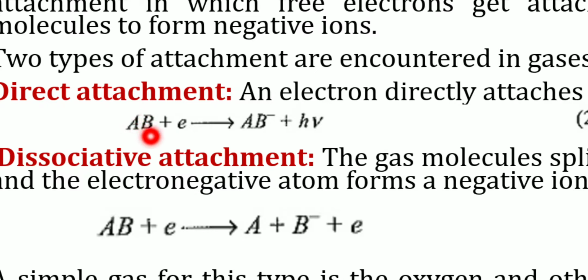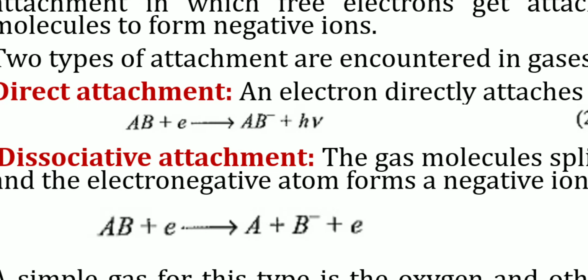When the electron, a charged particle, attaches to the neutral gaseous molecule, it produces the negative ion, represented as AB negative plus h nu. Here h nu is where h is Planck's constant and nu is the frequency of incident light on the cathode. Is it right? Some packet of energy is released along with the negative ions.